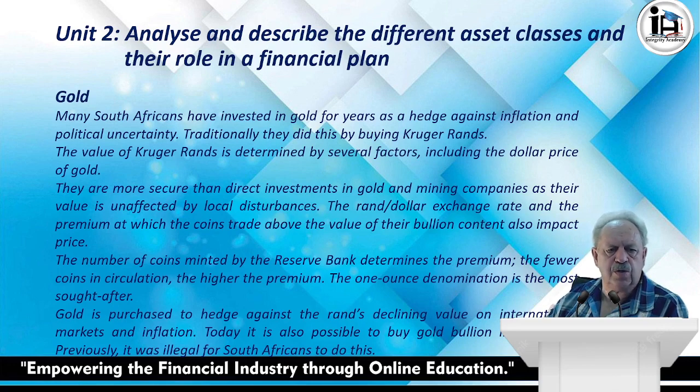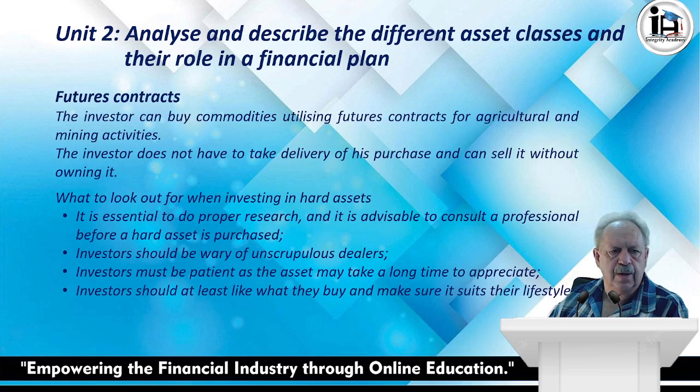Gold is purchased to hedge against the rand's declining value on international markets and inflation. Today, it is also possible to buy gold bullion in bar form. Previously, it was illegal for South Africans to do this.